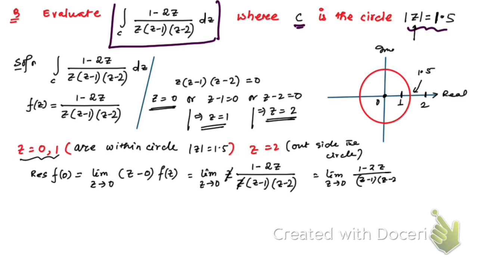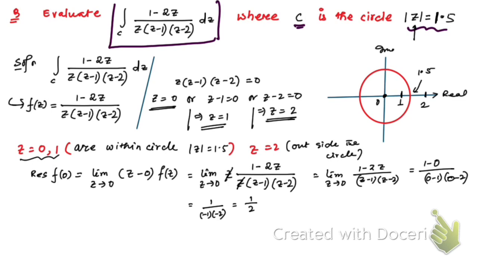If you evaluate the limit, z tends to 0 here, so this is going to be 1 minus 2 into 0, that's 1 minus 0, divided by 0 minus 1 into 0 minus 2. So we're going to have 1 by minus 1 into minus 2, that's going to give you 1 by 2. So this is the residue of this function at the pole 0.